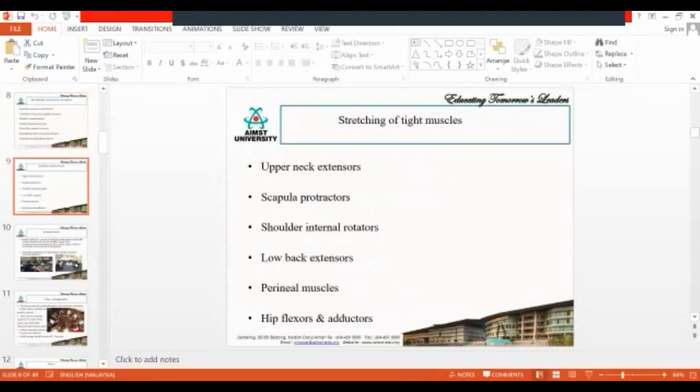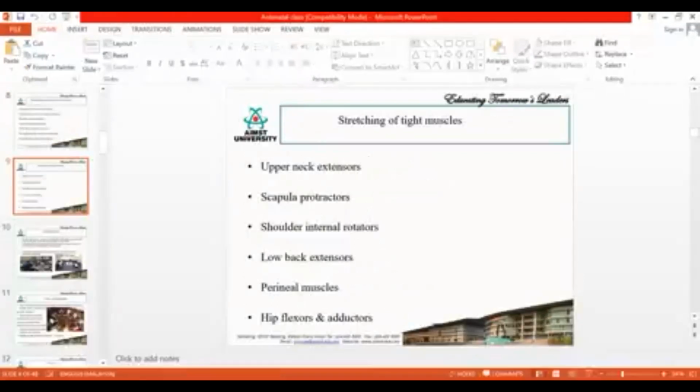So stretching, you need to stretch your upper neck extensors. So to stretch neck extensors, you need to do neck flexion. So you can stretch your SCM, that is sternocleidomastoid muscle. You can make them sit. You can ask them to do complete neck flexion. So when they do a complete neck flexion, automatically neck extensors will be stretched. So this is one exercise.